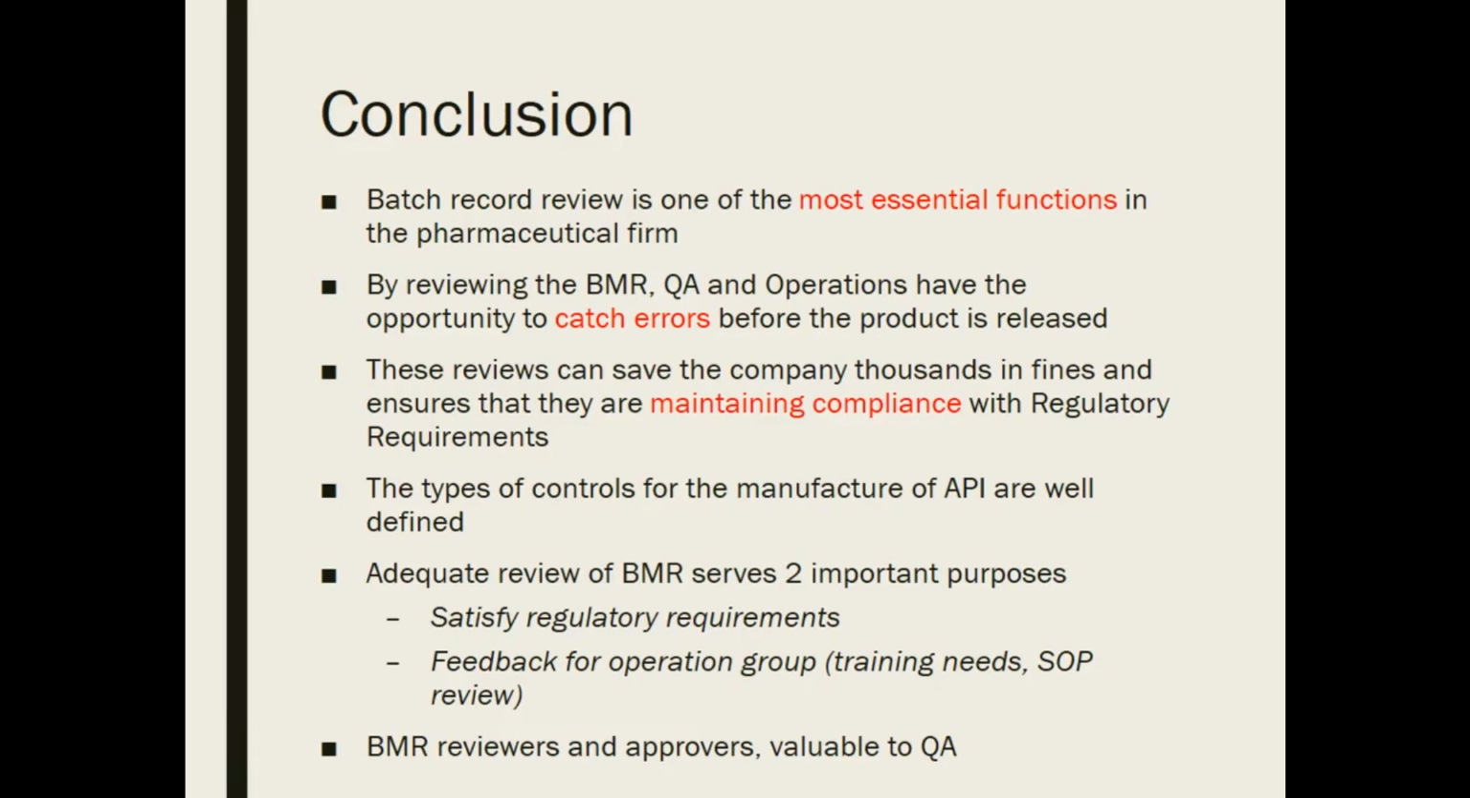The types of records and the documents associated with manufacture of API material are well defined, and so it makes it easier to review or ensure compliance with regulatory guidelines when you're reviewing batch manufacturing records. Adequate review of BMR serves two important purposes, and the first is to satisfy regulatory requirements, and the second is to give feedback to the operations group or the production group. So if a consistent error is noted throughout a BMR, we could ask the question, are the operators adequately trained, or do the SOPs require clarification or updating if the errors are associated with a particular operation?